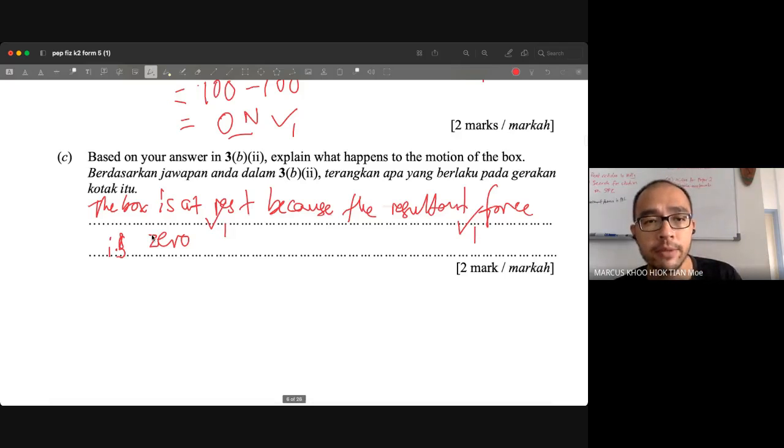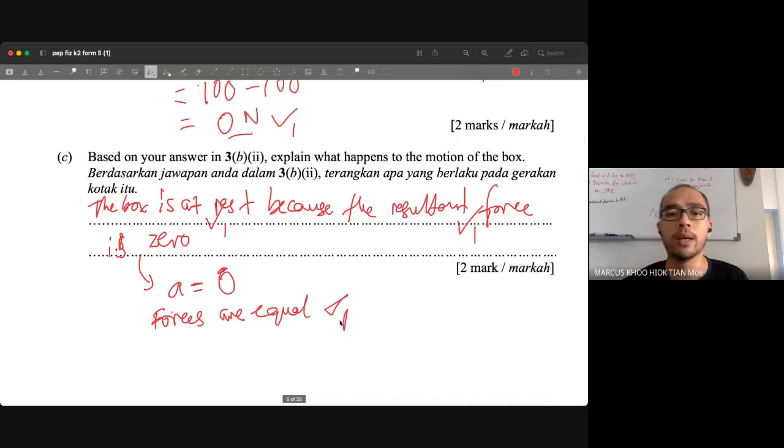Some of you, if you did not write the resultant force is 0, you said that acceleration is 0. Acceleration is 0, I can accept. If you said the forces are equal, forces are equal I also accept. I can accept any of these. But this is the mark scheme answer: the box is at rest because the resultant force is 0.